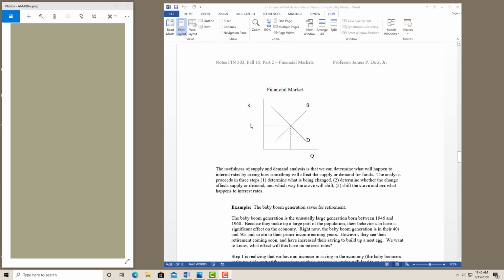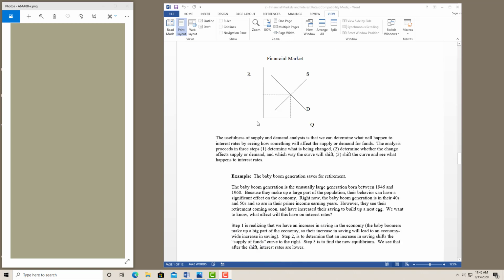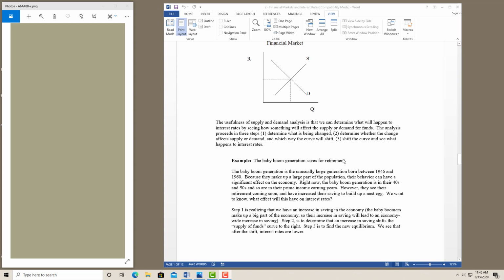And so we can think about doing supply and demand problems with financial markets. If you get one of these problems, and you might on an exam, you want to be sure to take it in 3 steps. Step 1 is determine what is being changed. Step 2, determine whether the change affects supply or demand, in which way the curve will shift. And step 3 is shift the curve and see what happens to interest rates.